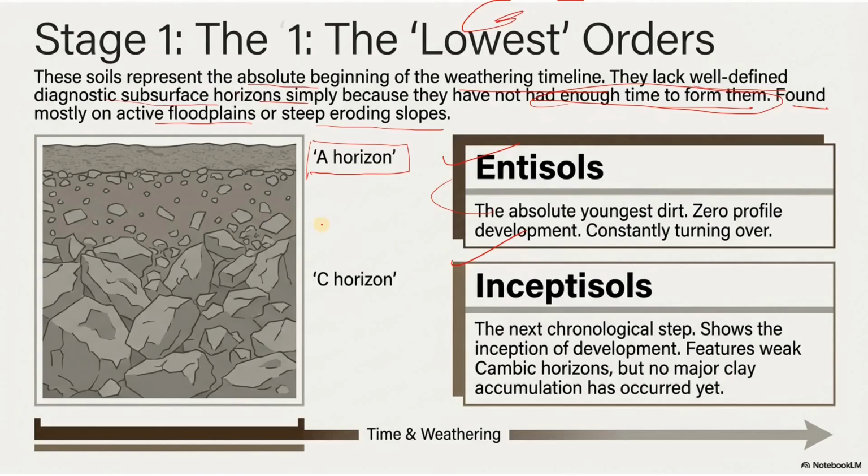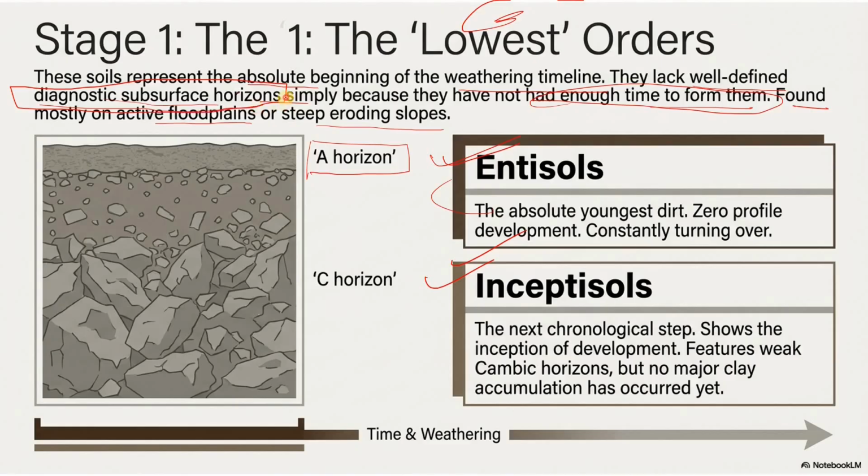What do we mean here? Active means the erosion and weathering process is ongoing and very much active in those areas. These lowest order soils are found, which means the Entisols and Inceptisols, and here they lack well-defined diagnostic subsurface horizons.